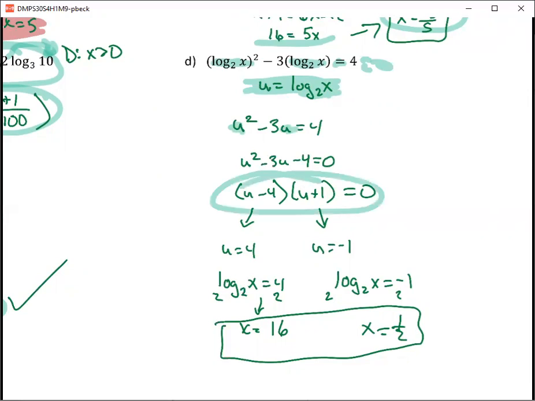And we solve that by factoring. And once we factor that, we could set u equal to 4 and u equal to negative 1, which is all great, except I don't care about u, I care about x. Well, since u is log base 2 of x, I can resubstitute. So resubstitute that in for u. And take 2 to both sides, get 16. Take 2 to both sides, get 1/2.